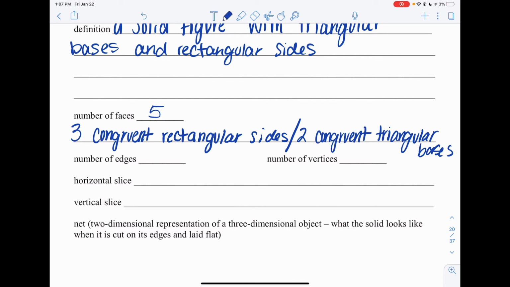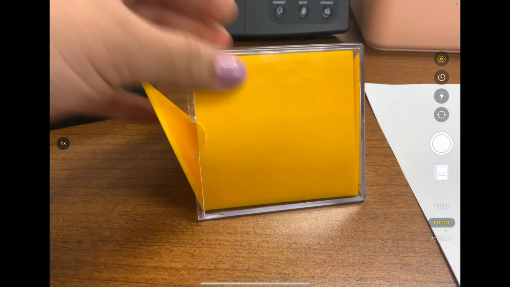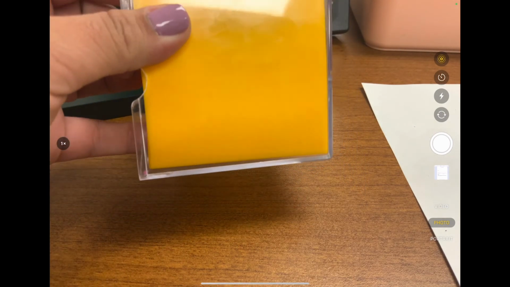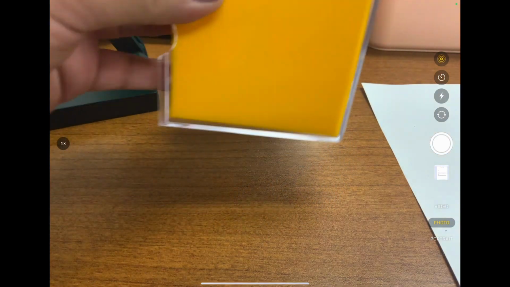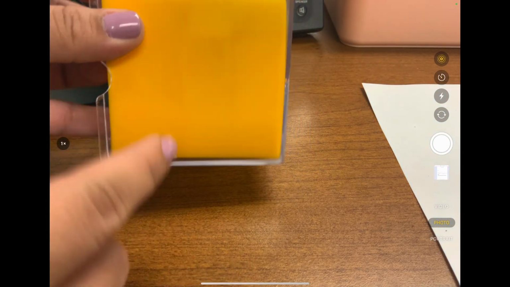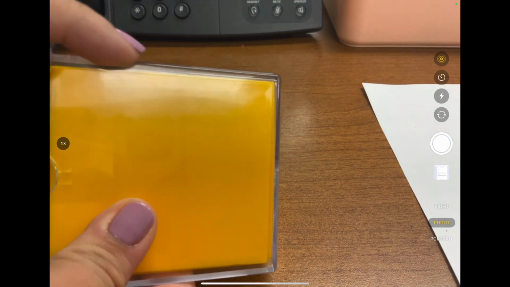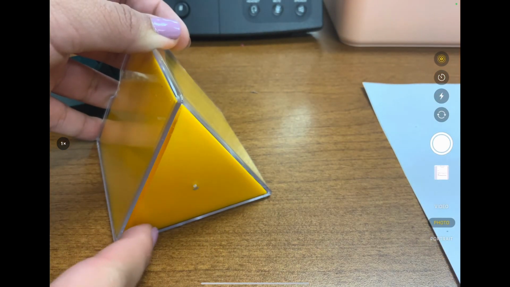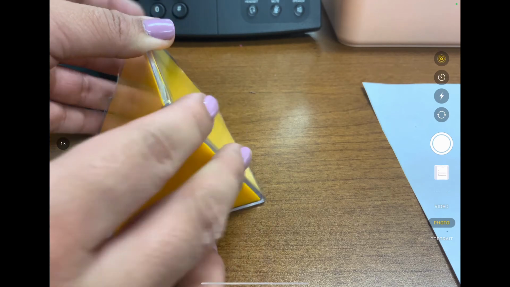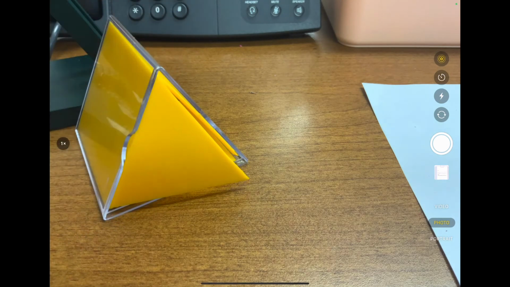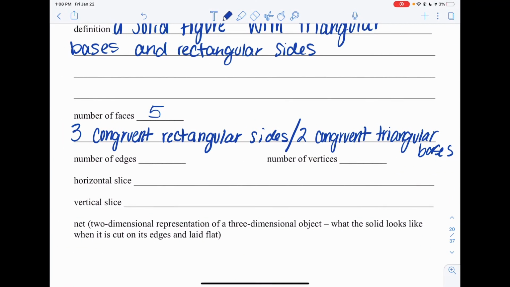Okay, and we're going to go ahead and look at the number of edges. So I'm going to go ahead and go to the camera again. So remember, the edges are where 2 faces connect. So those are my edges, those lines. So I have, let me zoom out a little bit, I have 1, 2, 3. Okay, and then also looking at the base, I have 4, 5, 6, 7, 8, 9. Okay, so I have 9 edges.